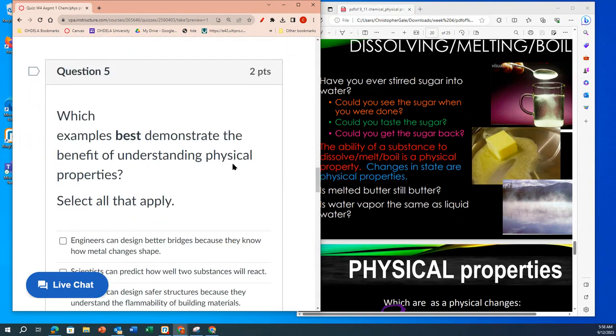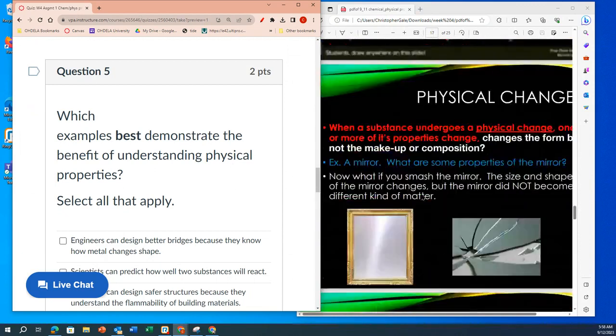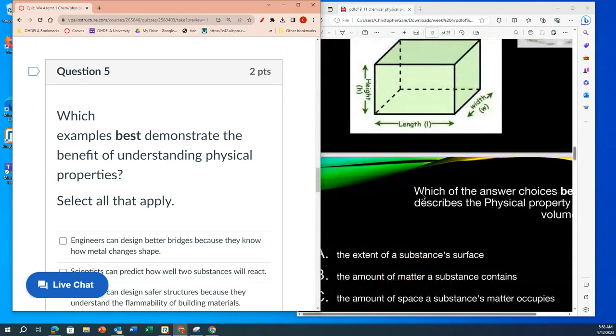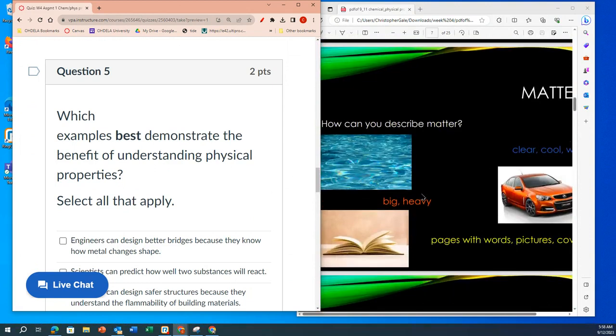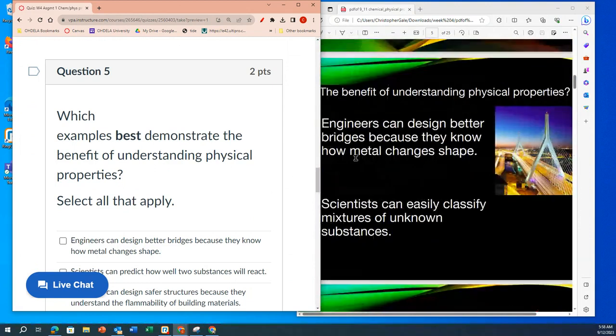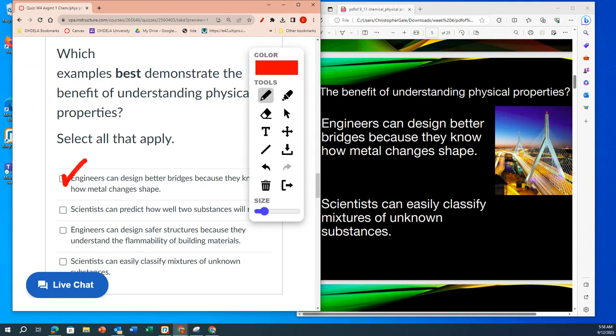Which example best demonstrates the benefit of understanding physical properties? All right, I think that's the beginning slide here. Engineers can design better bridges, and scientists can easily classify mixtures. So engineers can design better bridges, scientists can classify mixtures.